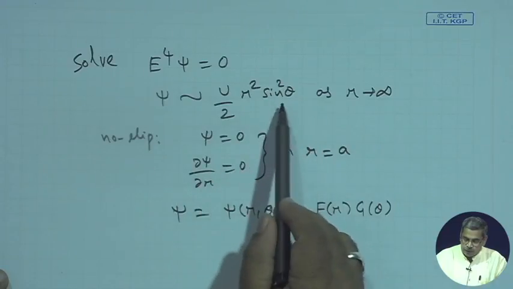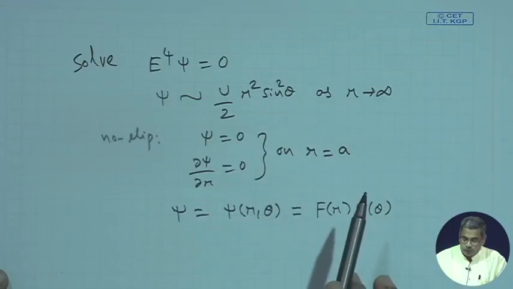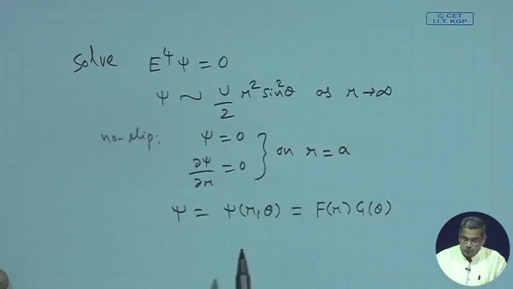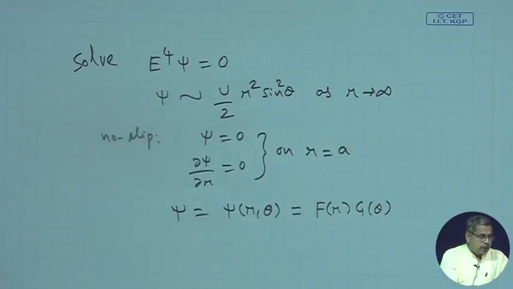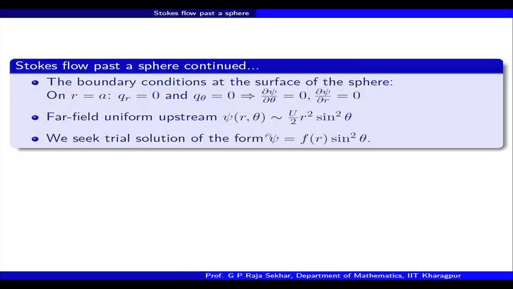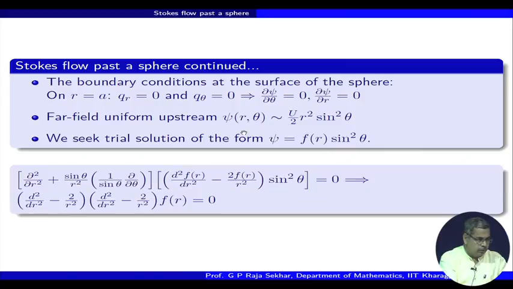Corresponding coefficient of sin square theta will produce a non-trivial solution, and other than sin square theta, any functional form you have, we get a trivial solution. So, therefore, what we do is we seek a trial solution of the form function of r times sin square theta. Again I am repeating, this is due to the structure of the stream function. Okay. So, therefore, we have E for psi 0.